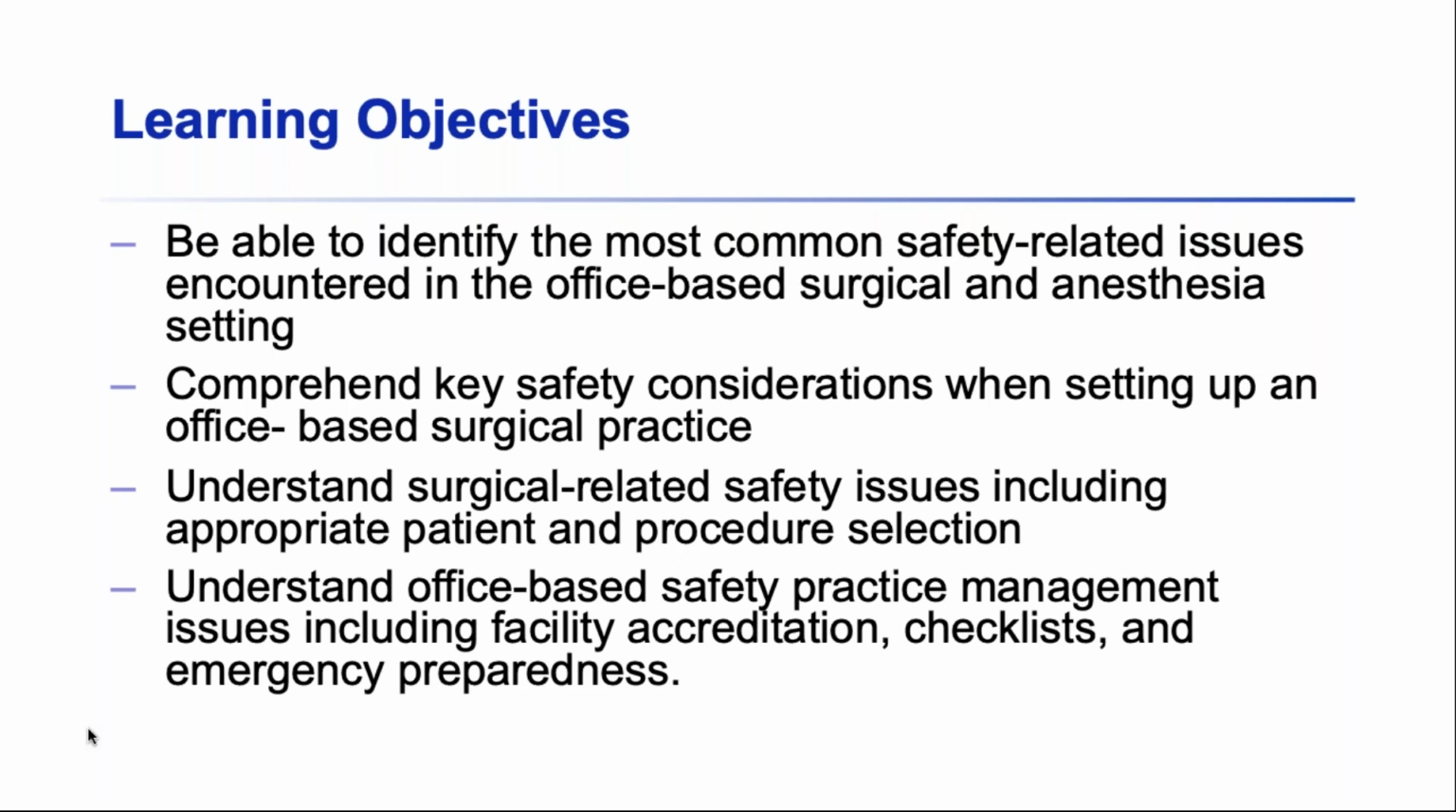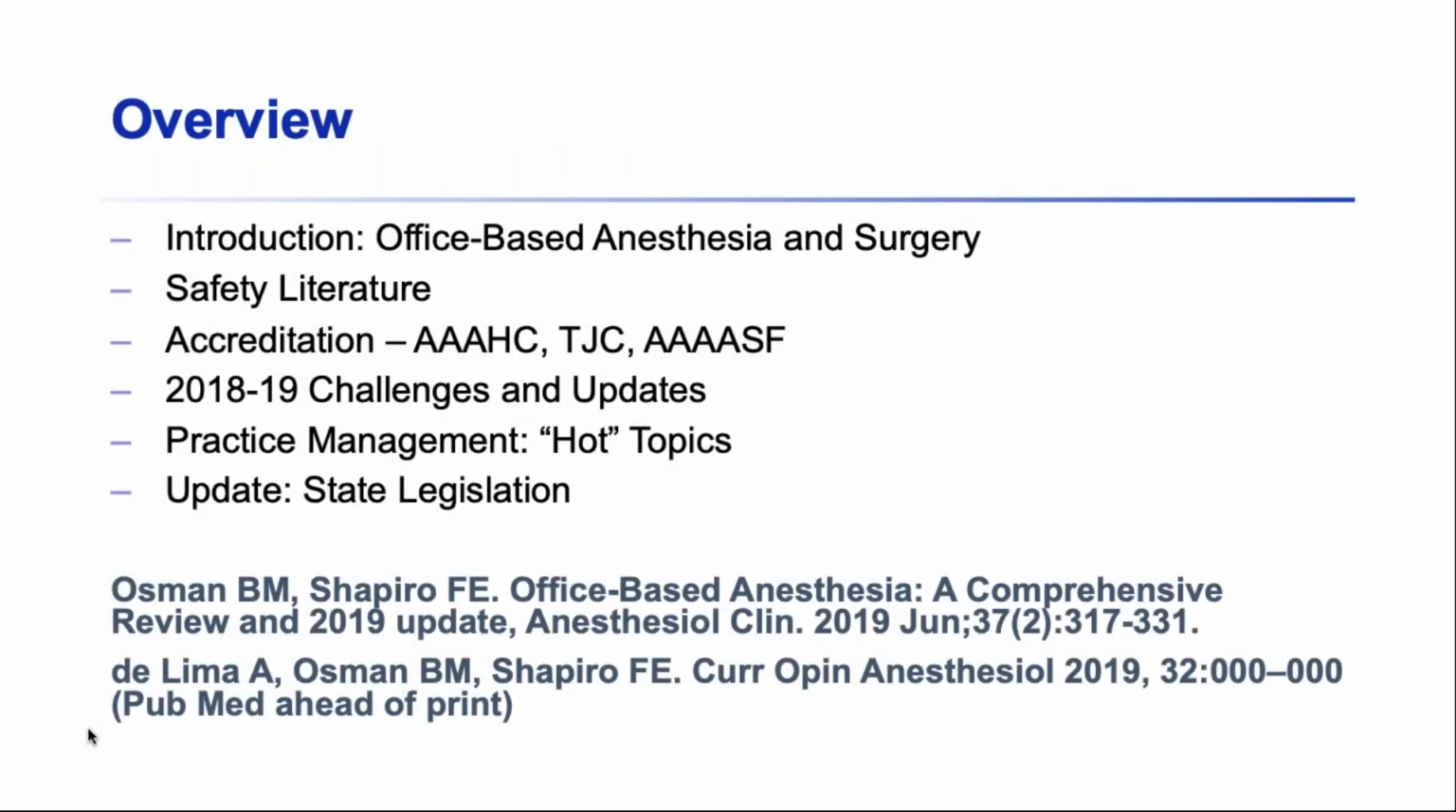The learning objectives for this evening's webinar are, first, to identify the most common safety-related issues encountered in the office-based surgical and anesthesia setting, understand the key safety considerations when setting up a safe office-based surgical practice, understand the safety issues regarding appropriate patient and procedure selection, and a little bit about practice management, facility accreditation, checklists, and emergency preparedness. Specifically, my section of the webinar will review office-based anesthesia and surgery, some of the safety literature, talk about accreditation, challenges and updates in 2018 and 19, hot topics in practice management, and an update in state regulation. And below are two of our most recent publications where the talk comes from.